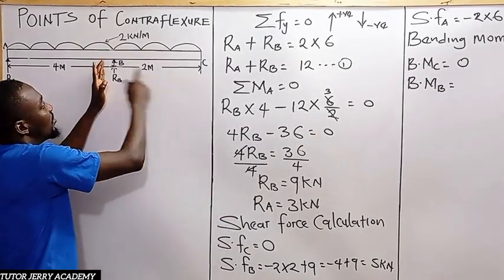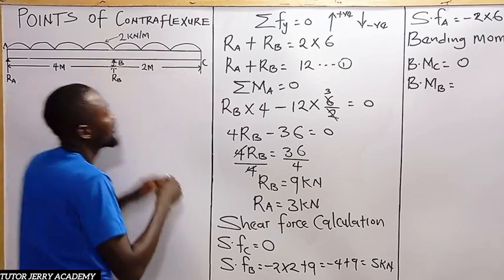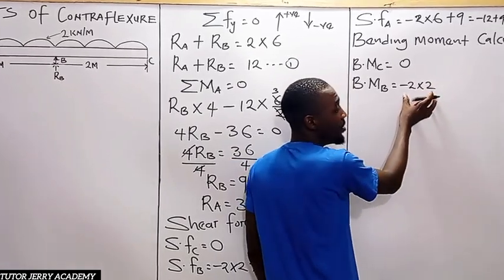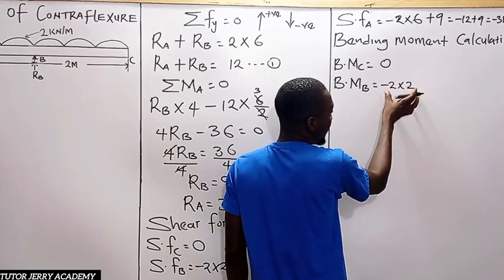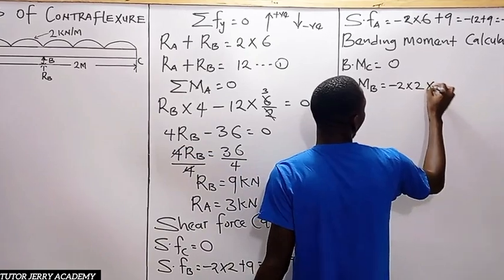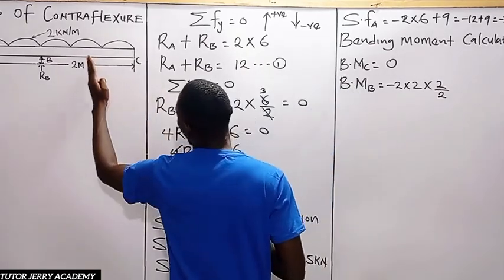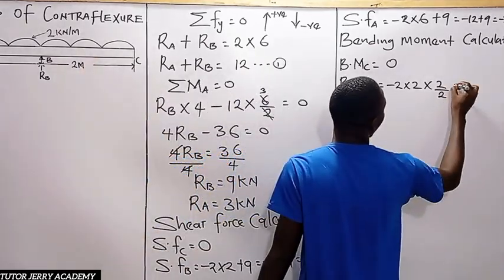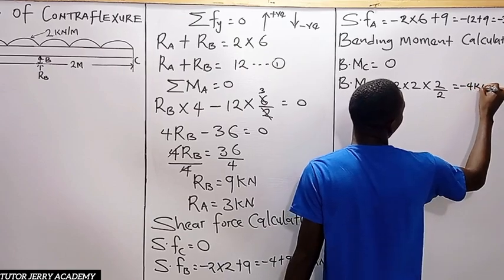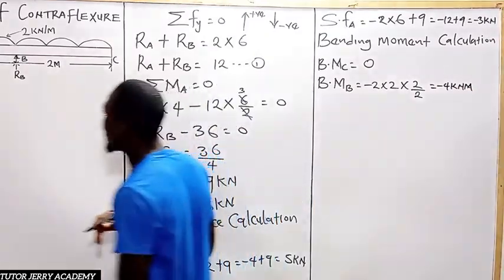Then the distance it is going to cover, don't forget, is half of the total distance here. This here is the uniform distributed load converted to a point load. The distance it covers is 2, so it's going to be times 2 divided by 2, because it acts at half of the distance. So here we are going to have minus 2 times 2 is minus 4, times 1, that is minus 4 kilonewton meter, because we know that moment is force times perpendicular distance.